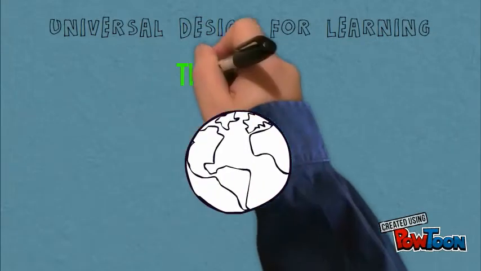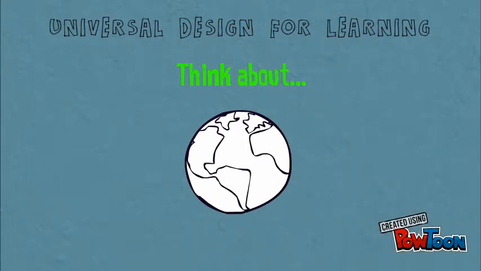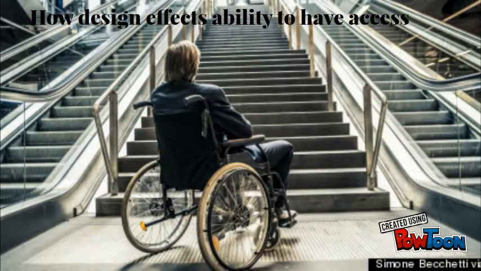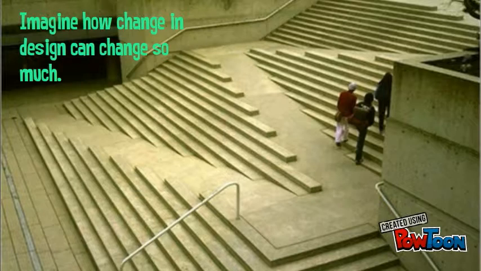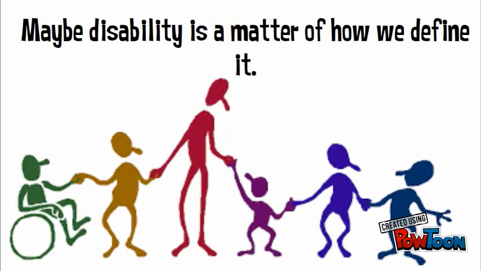Universal design for learning. Think about how the world is designed. How design affects ability to have access. Imagine how change in design can change so much. Disability is a matter of how we define it.